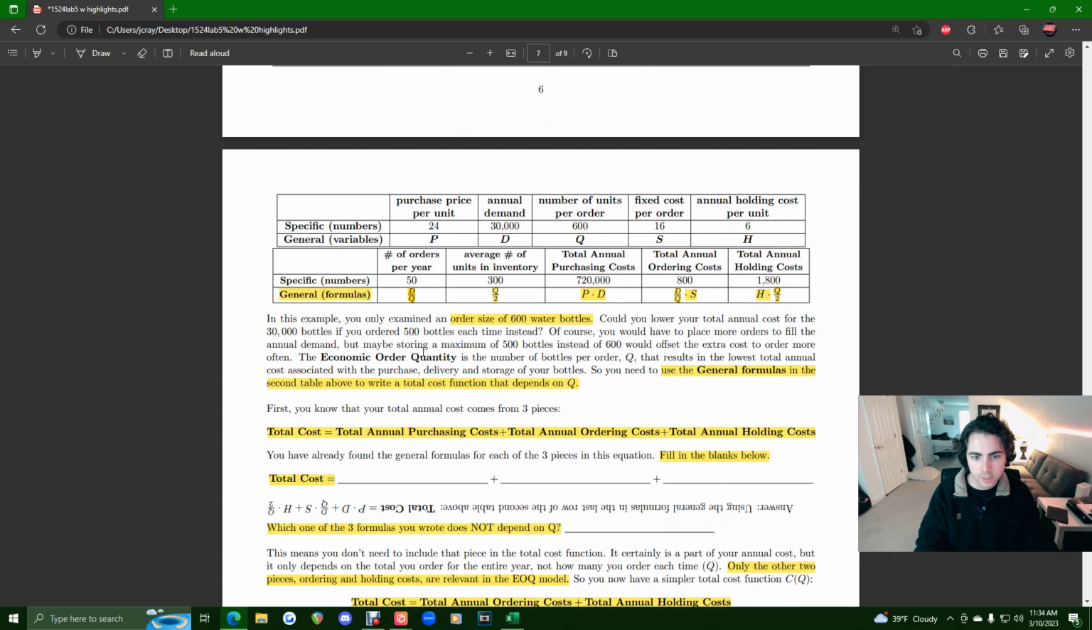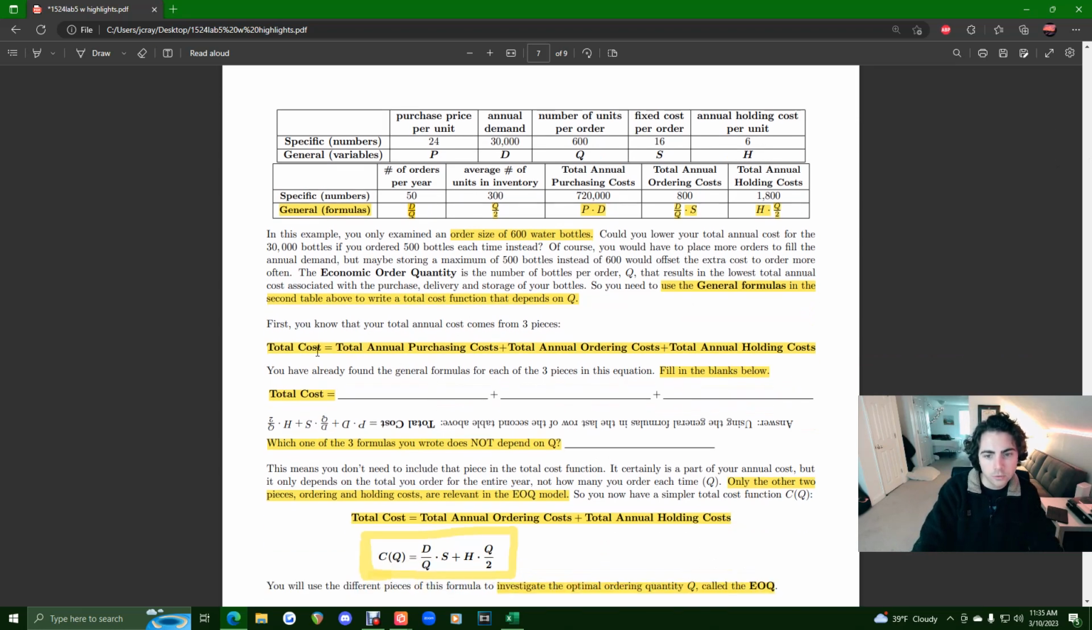Okay, EOQ. So you need the general formulas in the second table, the ones I've highlighted here, to write total cost as a function that depends on Q. So total cost as a whole is the total annual purchasing cost, total annual ordering cost, and total annual holding cost. So adding all those together would be P times D plus D over Q times S plus H times Q over 2. Bam, bam, and bam.